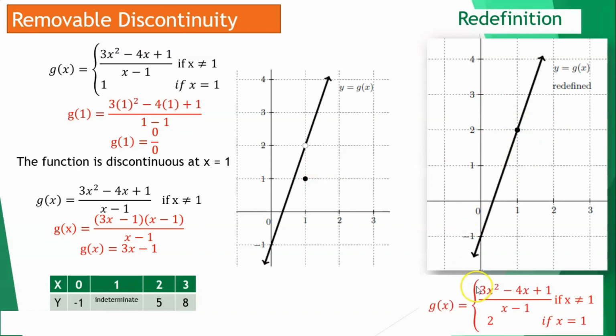So the new equation then would be g of x is equal to the given function if our x is not equal to 1. But if our x is 1, our y should be 2. So this is the new redefinition of this function. Okay, next.